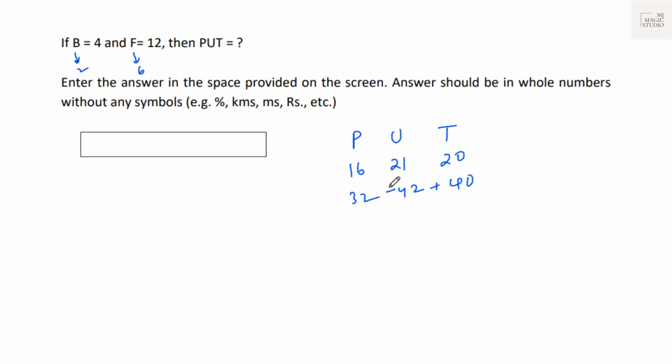So let me add them up. 80, 110 and 4, 114. I should be typing 114 in the box.